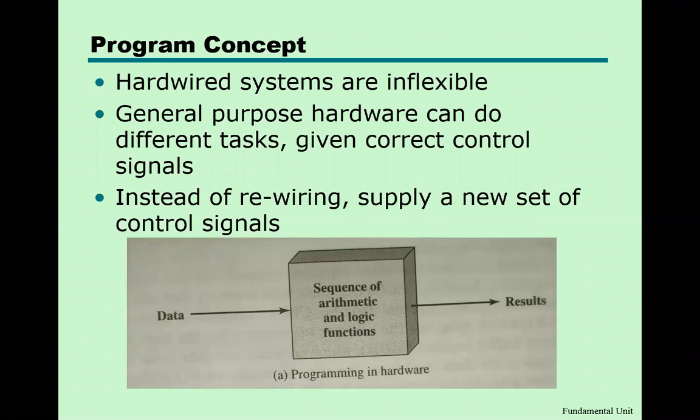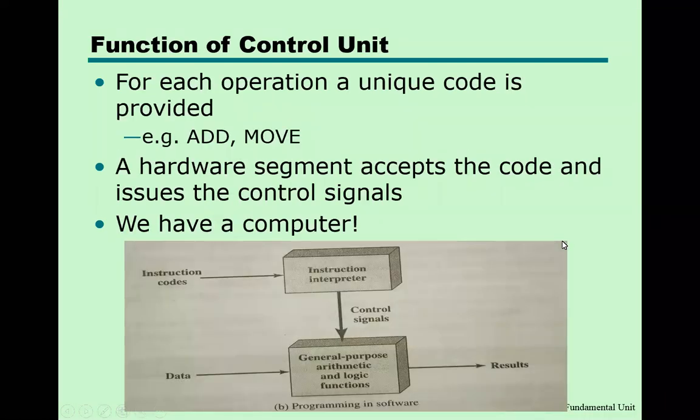In general, purpose hardware can do different tasks by being given the correct control signal. In the calculator, if you want to add 2 plus 2, the functionality is already implemented, and you will easily get the answer, because for the plus there is a unique control signal provided. But if you want to add a new functionality, you have to provide a new set of control signals and implement them in the hardware, and it is not easy to add a new set of control signals. So for each operation, a unique code is provided, like add, move. These are the different types of instructions that we have to add.